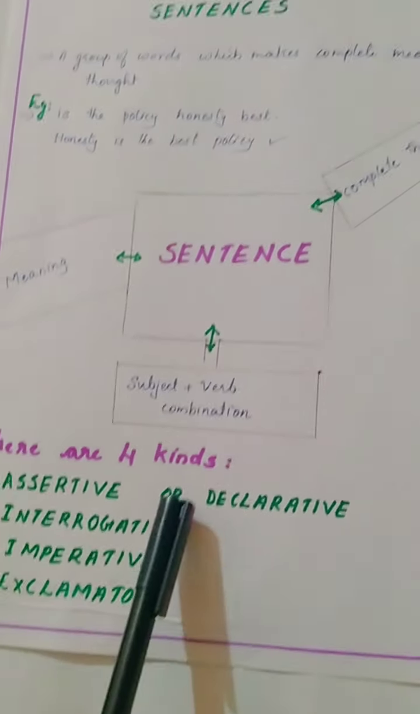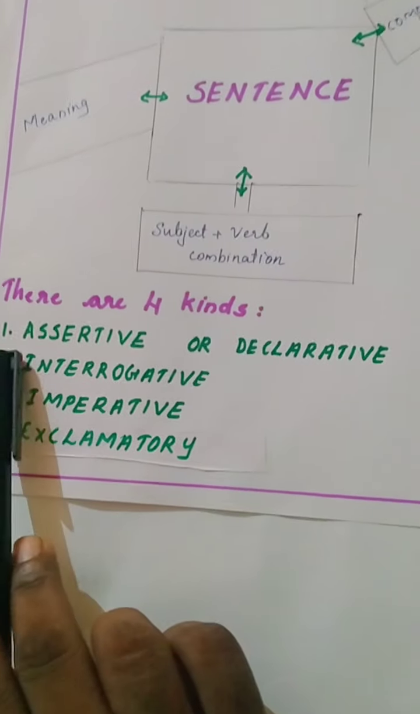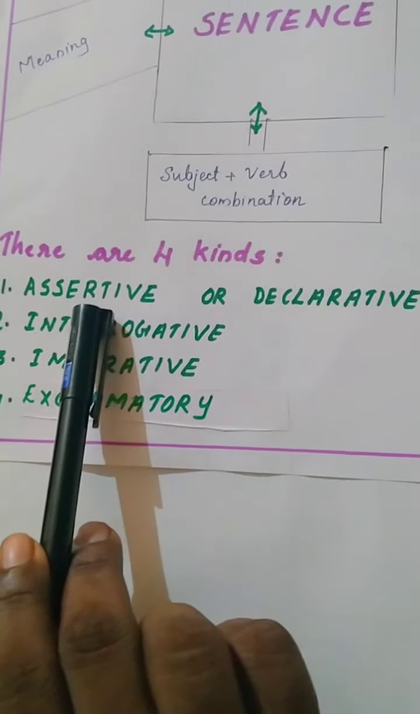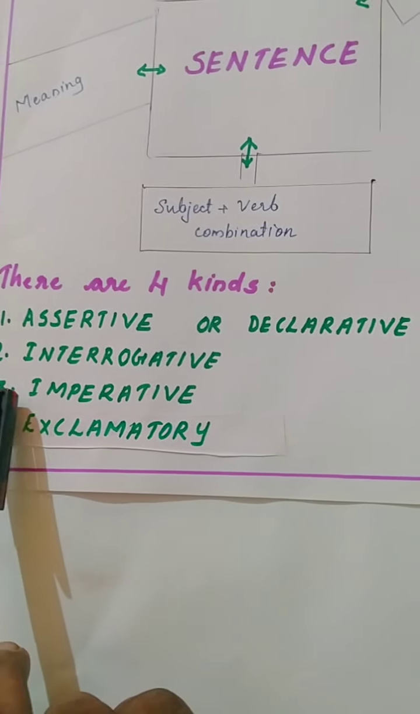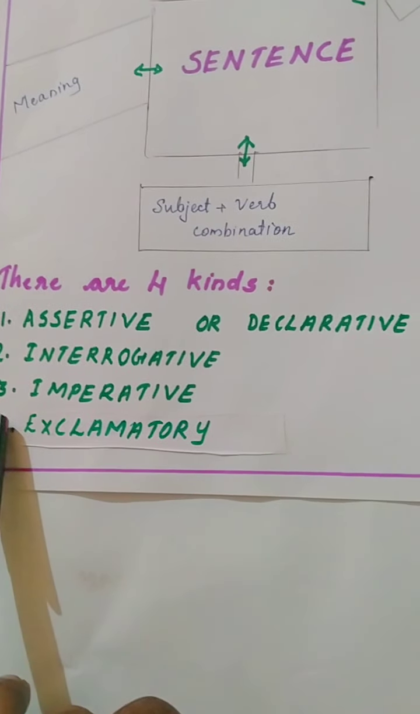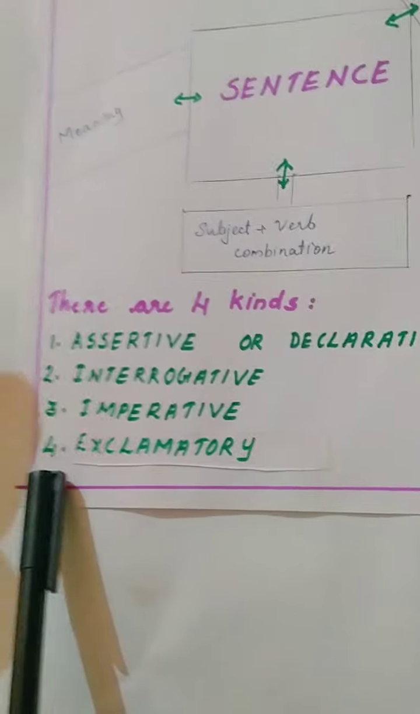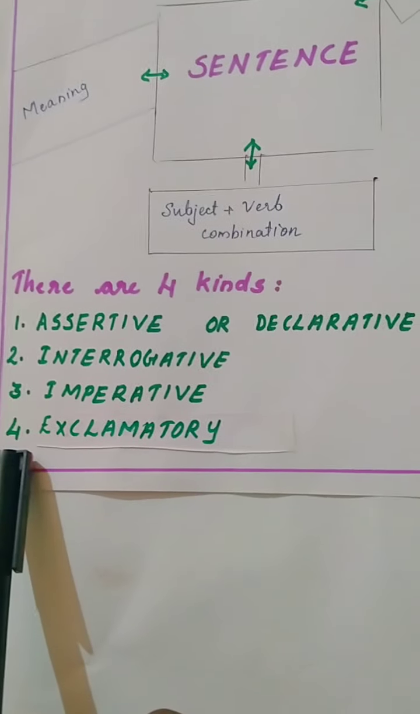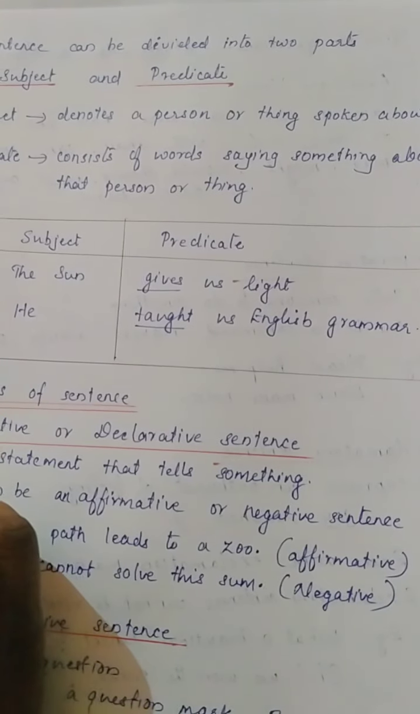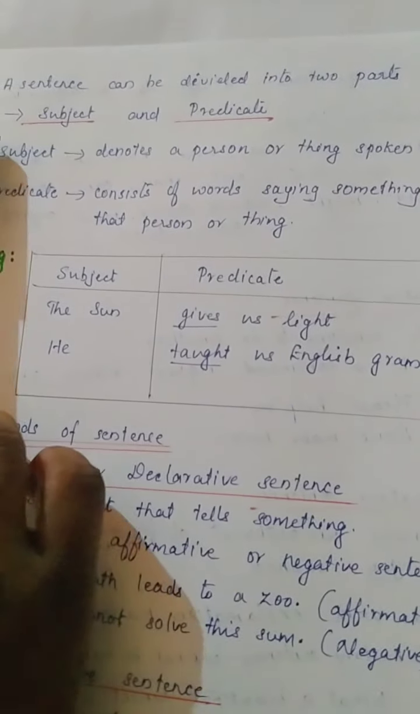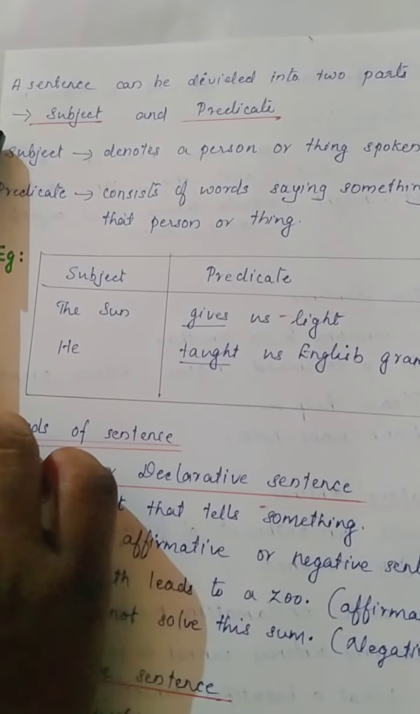There are four kinds of sentences. The first one is assertive or declarative sentence, second is interrogative, third one imperative, and fourth one exclamatory sentence. Before going to the explanation of these four kinds of sentences, you have to see the parts of a sentence.